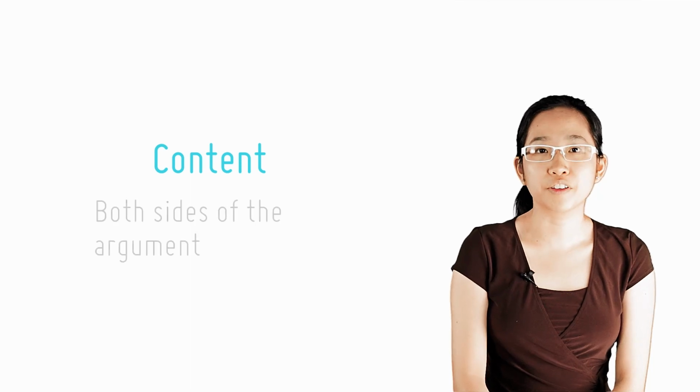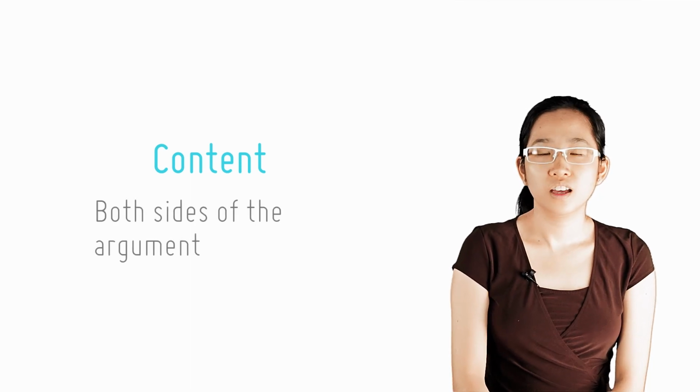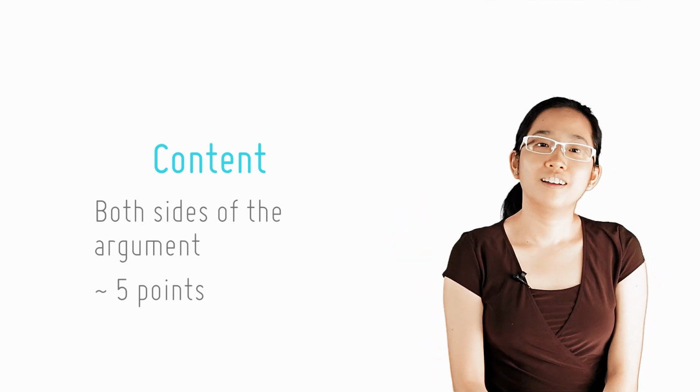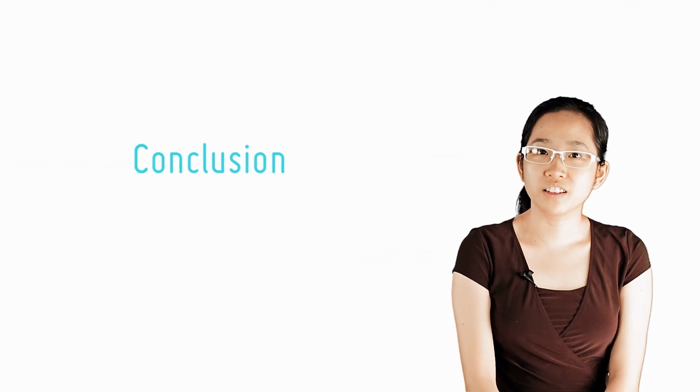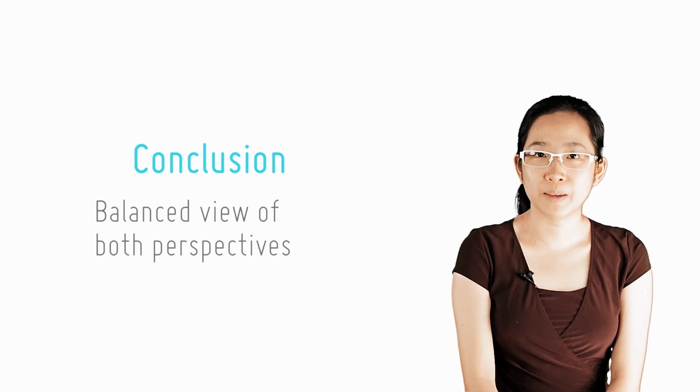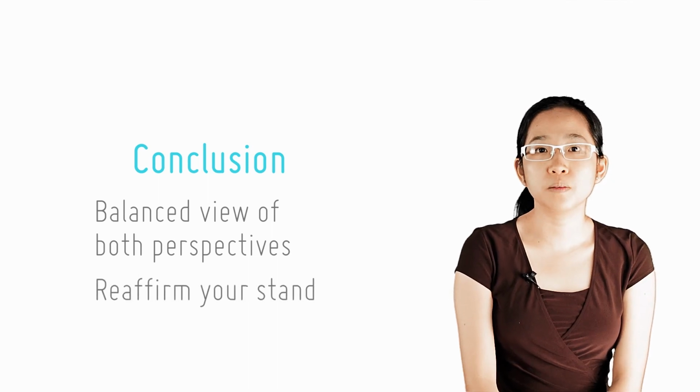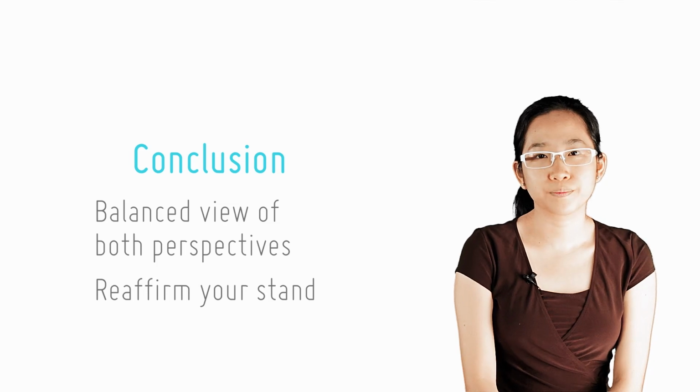Your content paragraphs usually will include as many points as you can think of, but do note that you have to give both sides of the argument. Usually, 5 well-developed points are sufficient. Finally, you need a conclusion, a balanced view of both perspectives. It will be good to say which factor is most important to a greater extent.